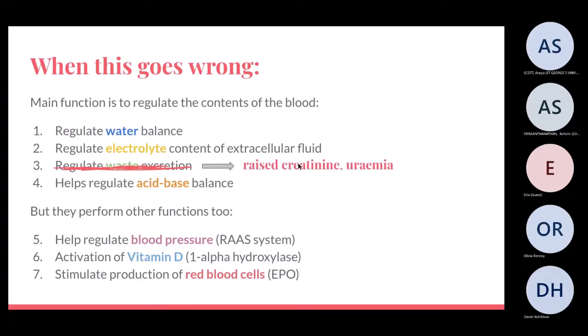So things like creatinine, which is a waste product that your body produces from muscle breakdown, you don't need it. And so if the kidney can't get rid of it, it goes up in your bloodstream. Likewise, you don't need urea either, and if you can't get rid of it, that'll shoot up as well. You get uremia, and you can get symptoms from uremia.